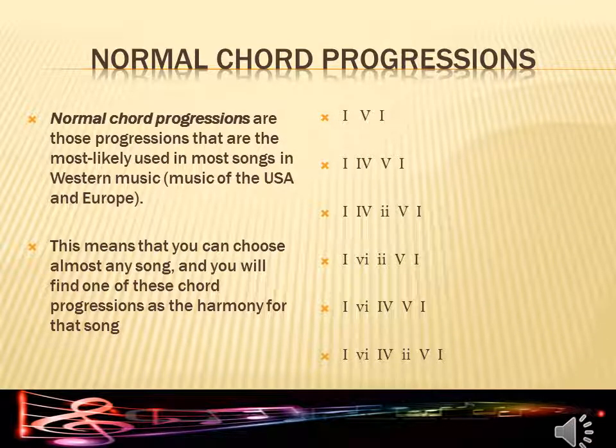Normal chord progressions. Normal chord progressions are those progressions that are the most likely used in most songs in Western music, that is, music of the USA and Europe. This means that you can choose almost any song and you will find one of these chord progressions as the harmony for that song. We have 1-5-1.